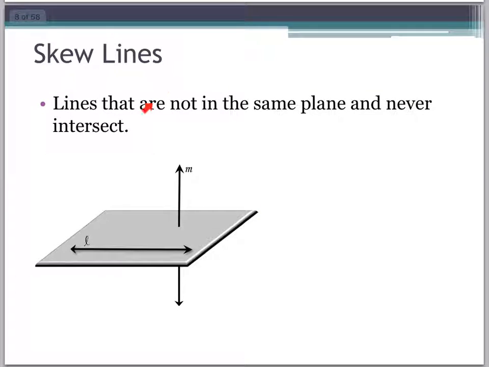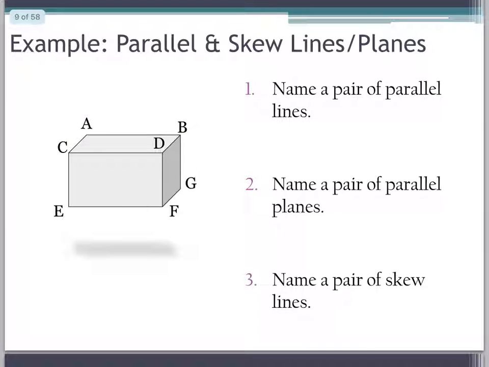I mentioned this before, skew lines. Lines that are not in the same plane and never intersect. They're not called parallel because they're not in the same plane. So like L and M here, notice here's the plane for L, M goes through a different plane. They still don't intersect, but they're not considered parallel. They're called skew, S-K-E-W.